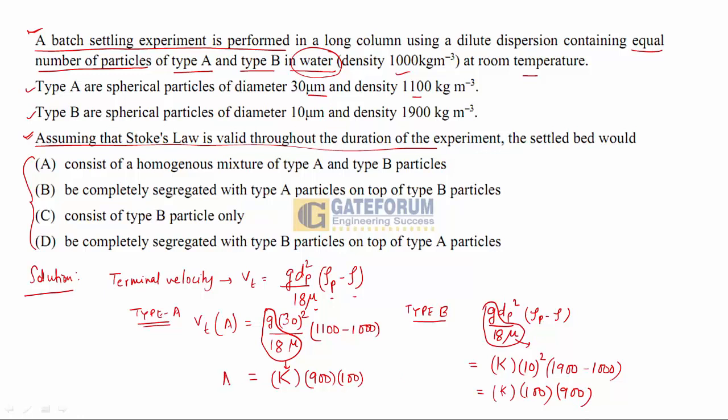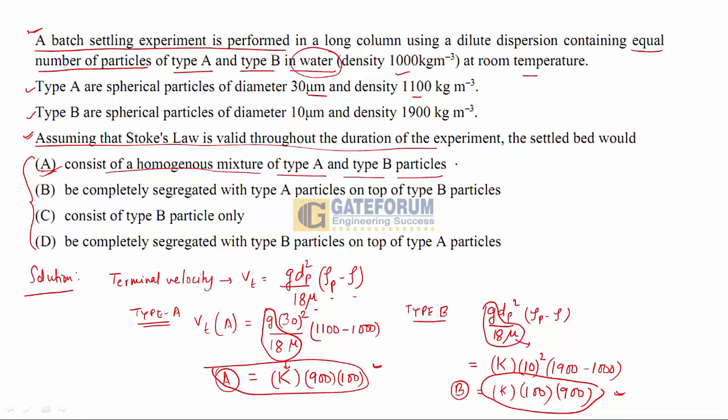So this was for A, this is for B. So friends, can you see that these two expressions are equal, K into 900 into 100 and K into 100 into 900, which means that the terminal velocity for both the types of particles is the same. So we can say that the mixture will consist of a homogeneous mixture of type A and type B particles, since the terminal velocity for both the types of particles is the same.